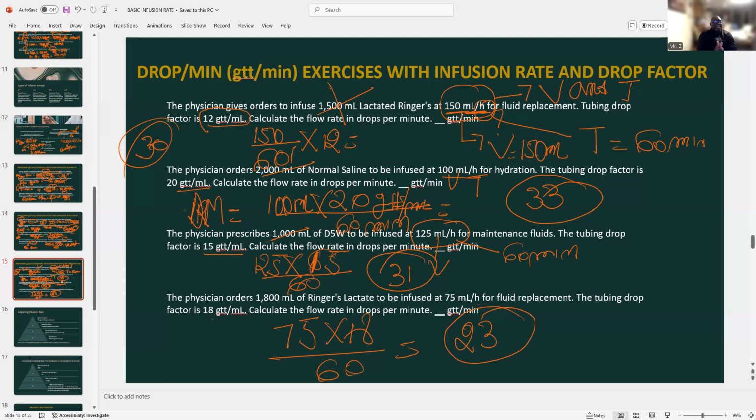But what if they give you the infusion rate in that exercise? But Mr. Z, how do I know that is infusion rate? When you see milliliter per hour. Milliliter per hour, that is infusion rate. So like that one, 75 milliliter per hour, 75 milliliter, it's your volume. The hour, that is your time. 1 hour, you convert that to minute, which is 60 minutes.